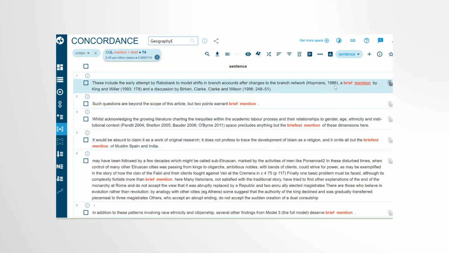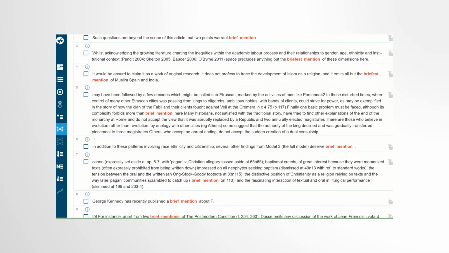Now the other uses of mention or brief mention, in the first sentence here, for instance, describe what others have done. So this is not a rhetorical move that the writers of the article themselves make, but rather a description of what others have done. A brief mention by King and Willer, a discussion by Burke, and so on. So this doesn't count as the kind of routine formula use that we're looking for.